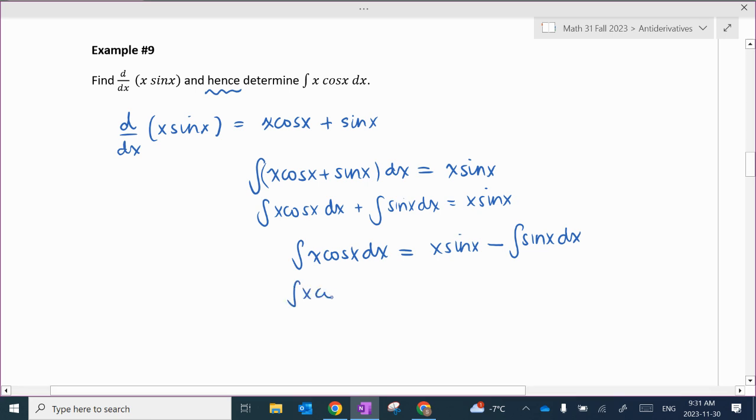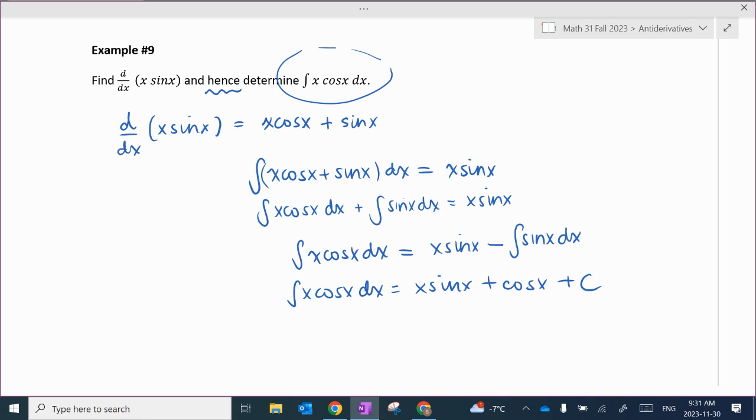So x sine x, we just leave it as is. What's the antiderivative of sine x? Negative cos x, and then we're subtracting it, so it'll be plus cos x plus c. Okay, so that might come up where you're given an antiderivative to find, like in this one. X is not the baby, right? It's a product, but you're kind of guided as to how you might find it.